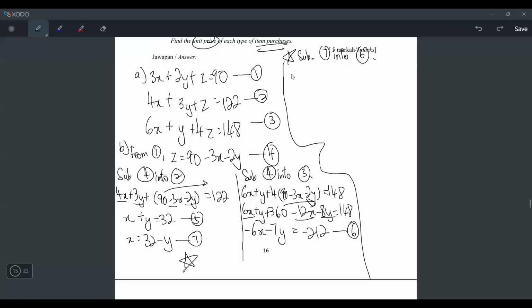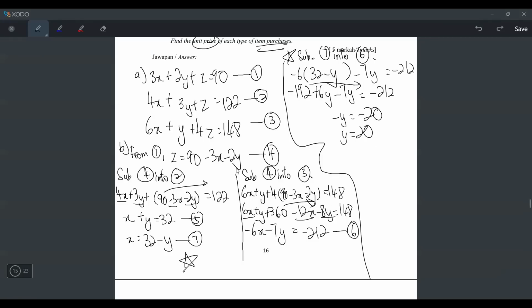Okay, what's equation 6? Negative 6x minus 7y equals negative 212. And the x is 32 minus y. So now I will expand. What's negative 6 times 32? Negative 192. And then negative 6 times negative y is positive 6y. And then minus 7y equals negative 212. 6y minus 7y is negative 1y. Negative 192 throw there become plus. So what is negative 212 plus 192? Let's press. Okay, I got negative 20. So it means y is equals to 20 lah. But I still have to find x and z.